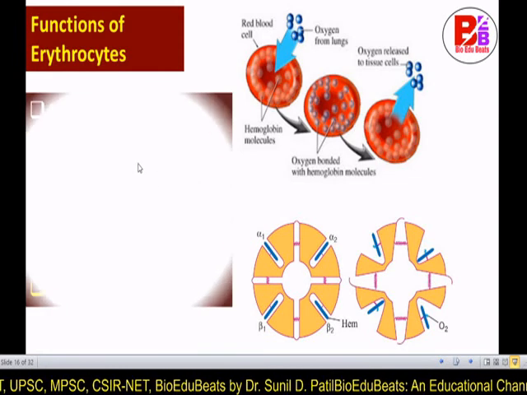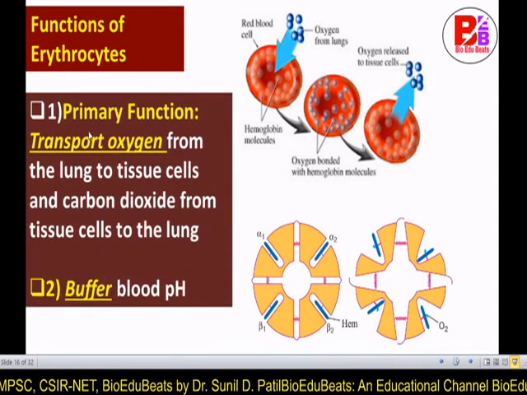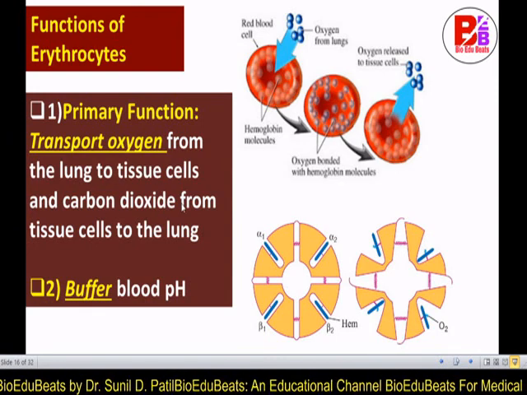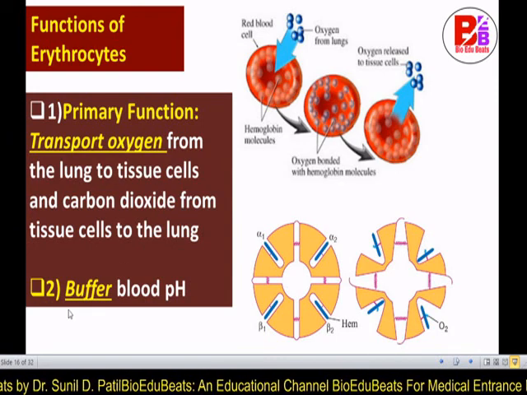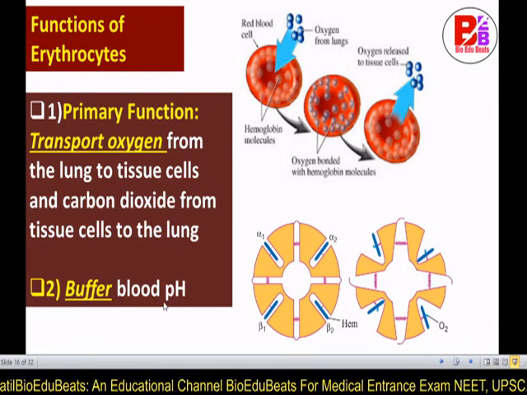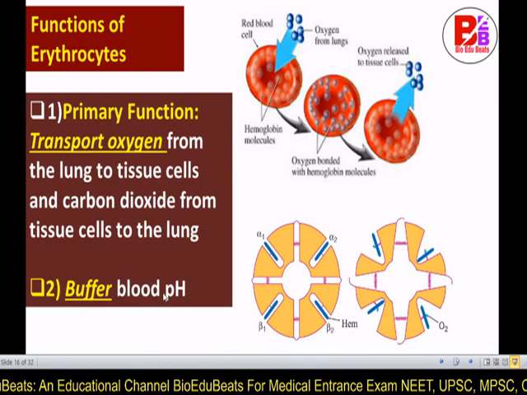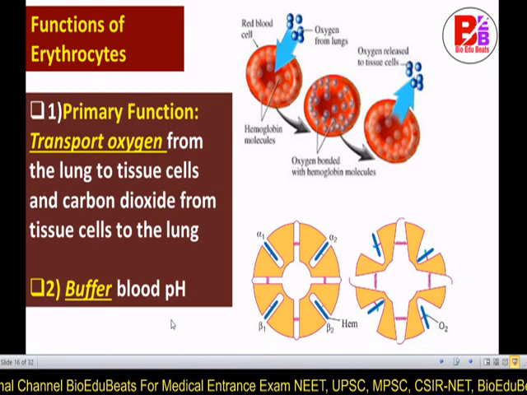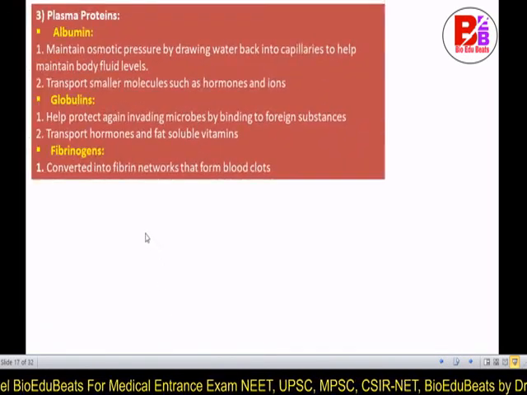The functions of erythrocytes: first important function is to transport oxygen from the lungs to the tissue and carbon dioxide from tissue to lungs. Second important function, erythrocyte acts as a buffer, meaning it maintains the pH of blood or the entire body as blood circulates throughout the body.